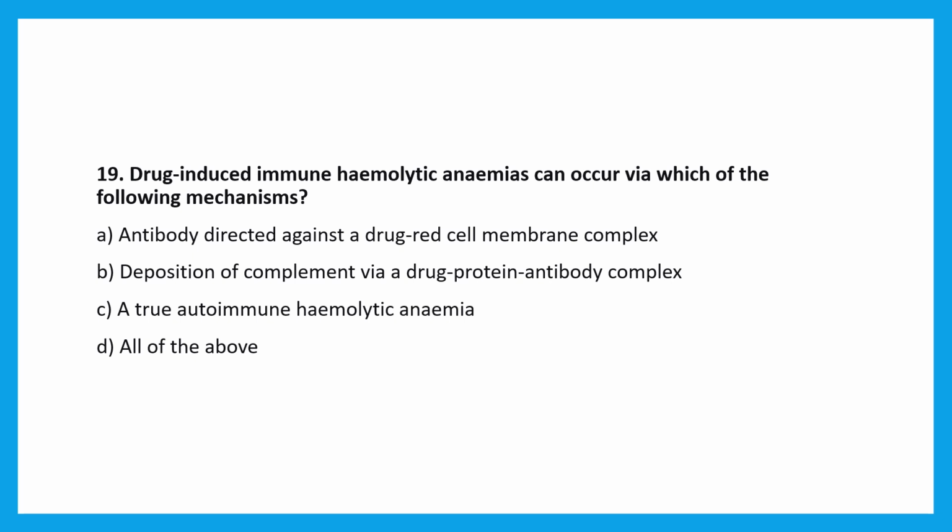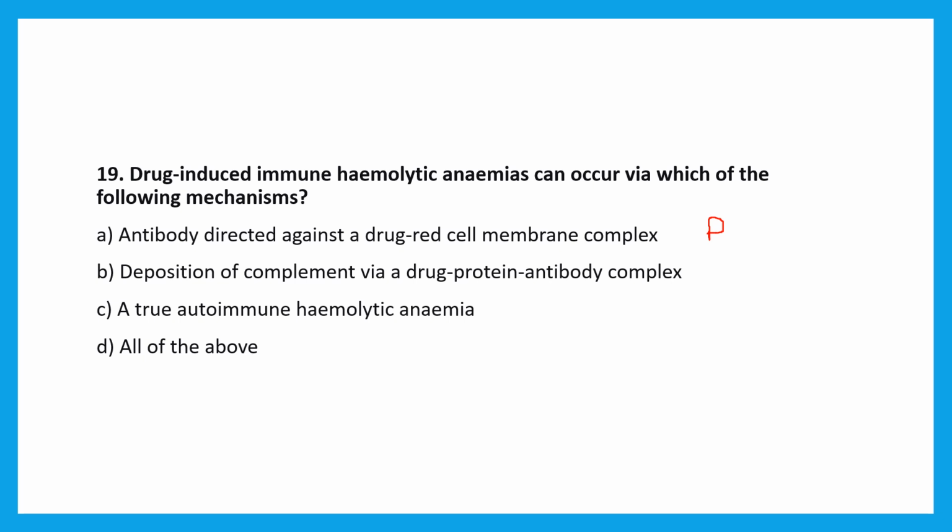So drug-induced hemolytic anemias can occur via which of the following mechanisms? All right, so drugs can cause hemolysis through these three main mechanisms, just to be specific. When you talk of the first choice here, the drug red cell membrane complex, we recognize drug adsorption or uptake. So these drugs will bind to the RBC membrane and the antibody will form against the drug. An example of that drug can actually be penicillin.